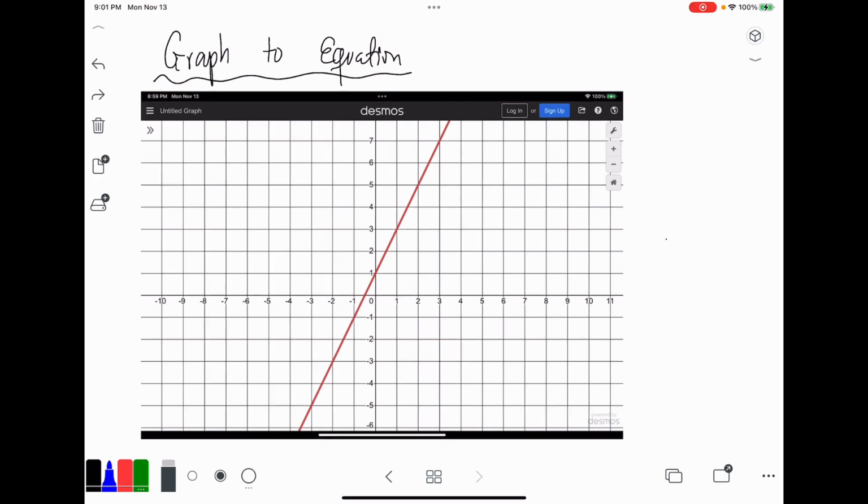So by looking at the graph of this line, we can see that it has a y-intercept of 1. So immediately you know that the y-intercept, or b, is 1.